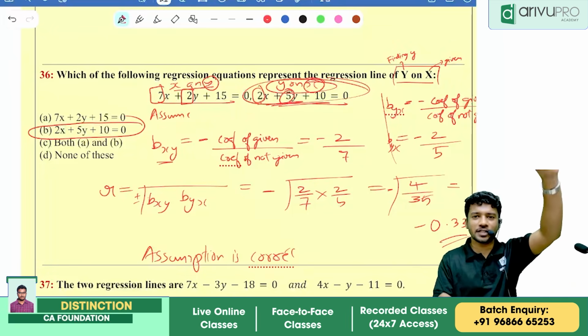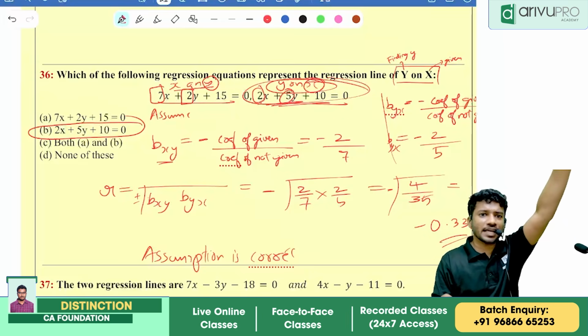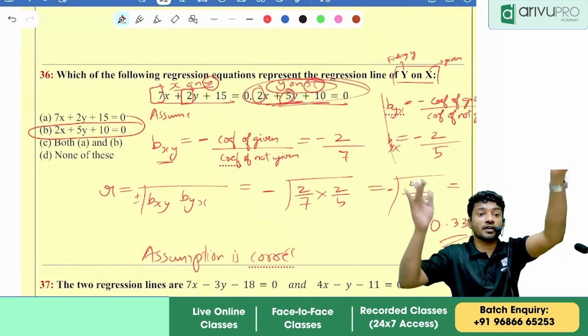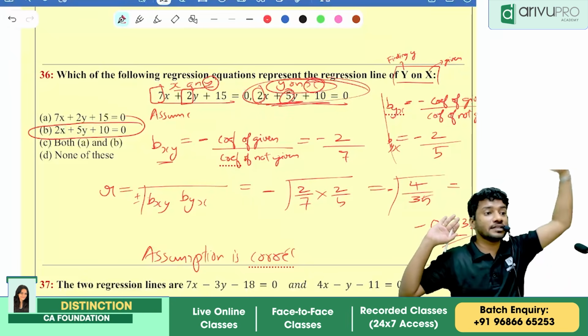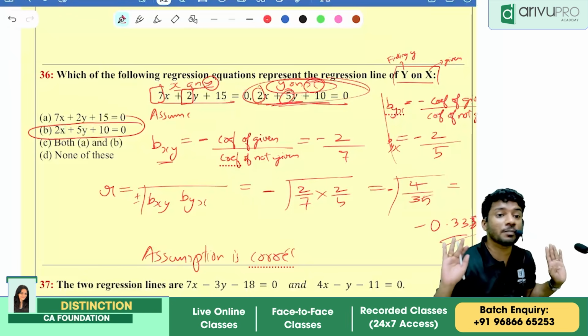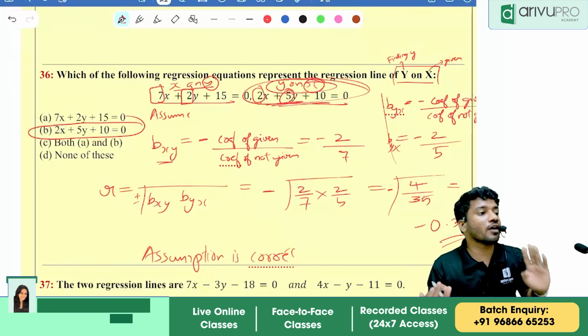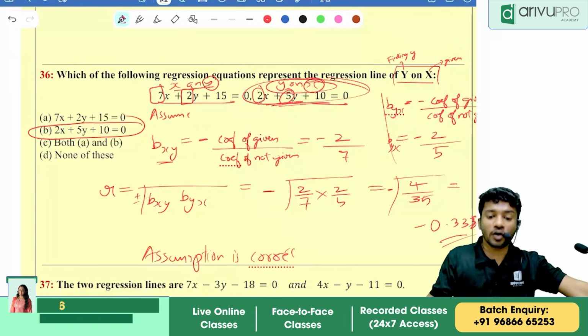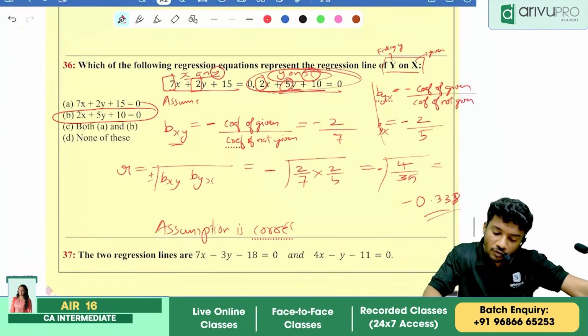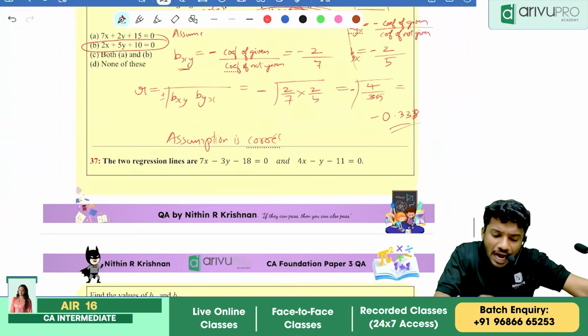Clear out what is the method? First, assume. Second, find regression coefficient. Third, find correlation coefficient from the regression coefficient. Then check whether R is in between -1 and +1. If it is, our assumption is correct. If not, our assumption is what? Wrong.